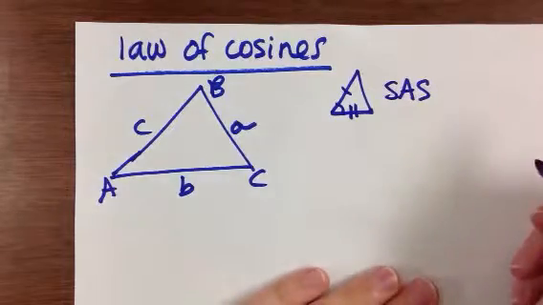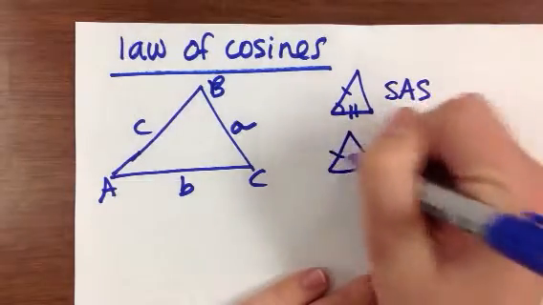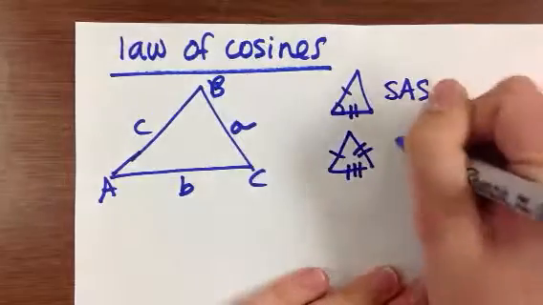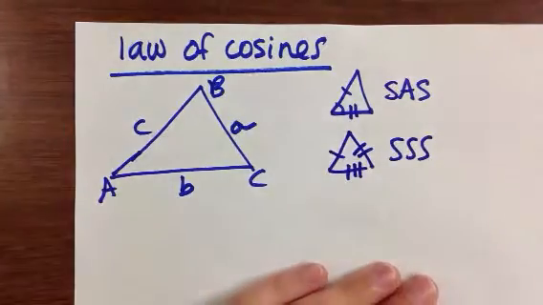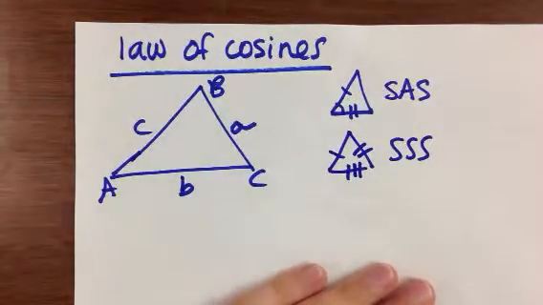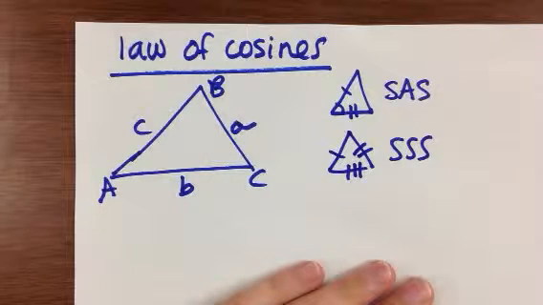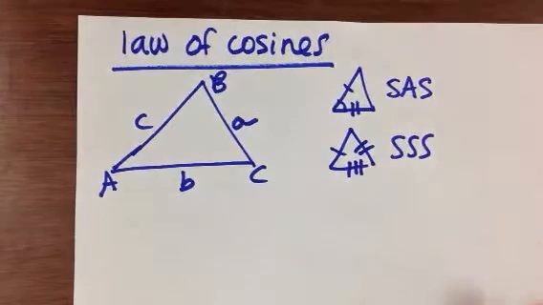And we would also use the law of cosines when we know the length of three sides. So for side, side, side, these are the two cases where we'll use the law of cosines. All the other cases we will use the law of sines, except for angle, angle, angle, where that cannot be proven. So we can't solve the triangles in angle, angle, angle.